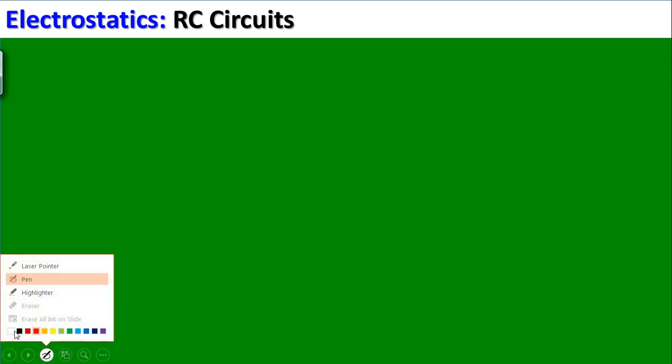In this video, we are going to cover RC circuits, which is from the electrostatics chapter. Generally in a DC circuit, where you have one capacitor along with a resistor, how this capacitor is going to undergo the charging process and discharging process is what we are going to discuss in this video. First of all, charging of a capacitor.